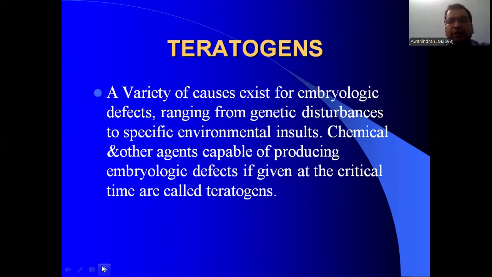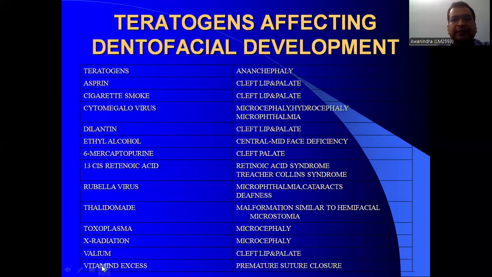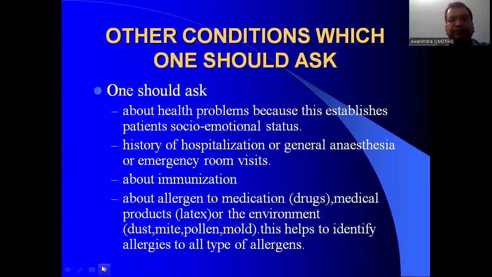Teratogens: a variety of causes exist for embryological defects, ranging from genetic disturbance to specific environmental insult. Chemical and other agents capable of producing embryological defects if given at the critical time are called teratogens. These are teratogens, and you will see their effects, like cigarette smoking resulting in cleft lip and palate, ethyl alcohol in central midface deficiency. So these are teratogens which affect different organs of the body.